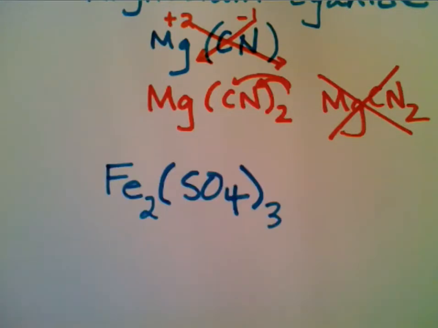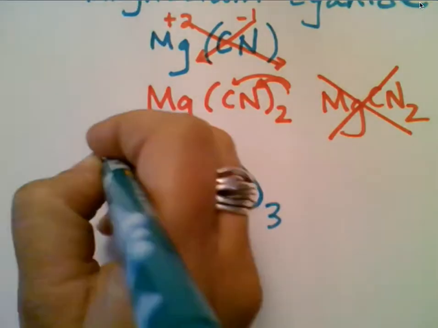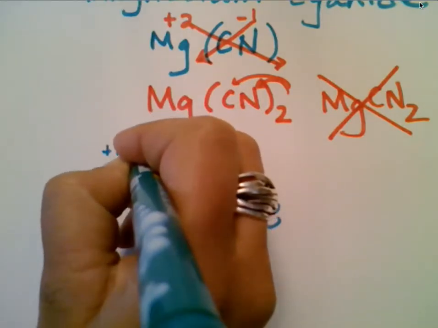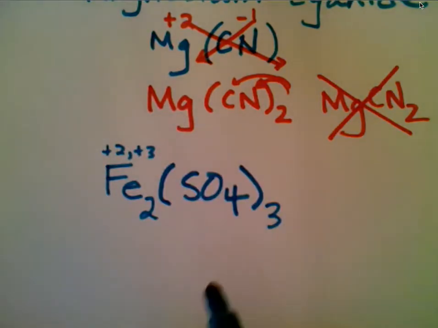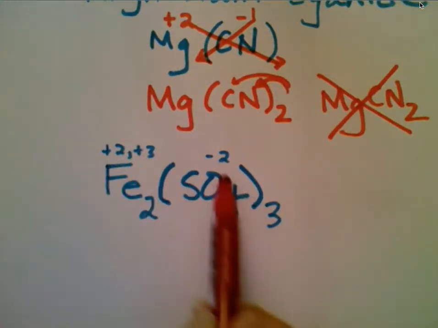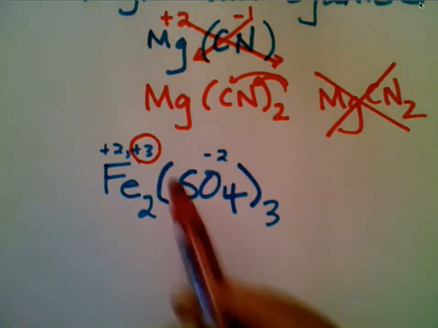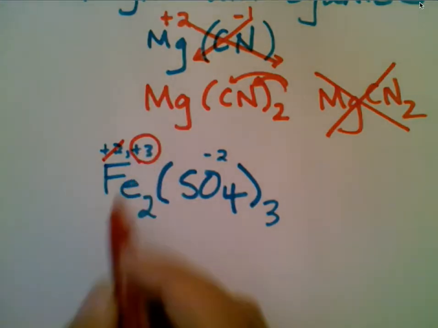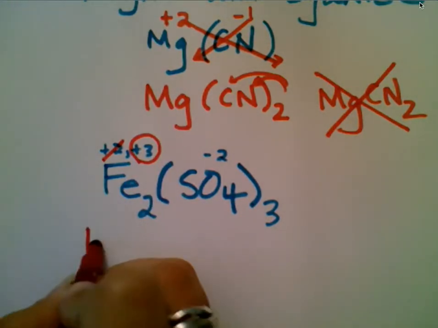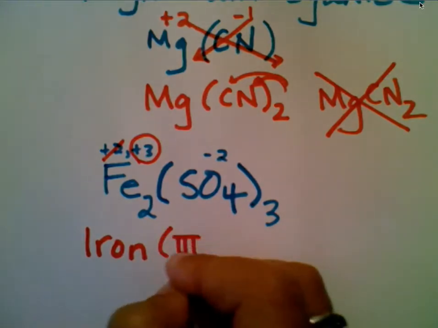So when I go back to my chart here, there we go. I remembered that iron can be a +2 or it can be a +3. Sulfate was a -2. So when this compound was made, I have to ask myself, what option did they pick when they did the crisscross for iron? And I see that they picked a 3. So I know that I must specify a Roman numeral in this case. So I know that this is going to be iron 3.